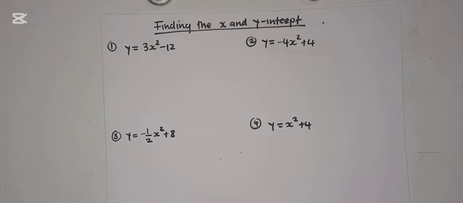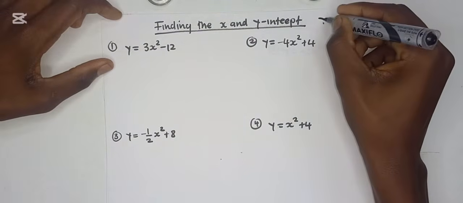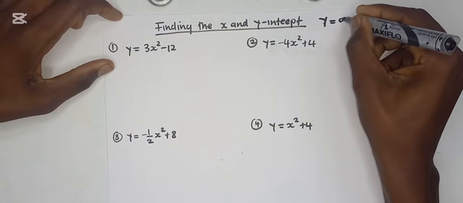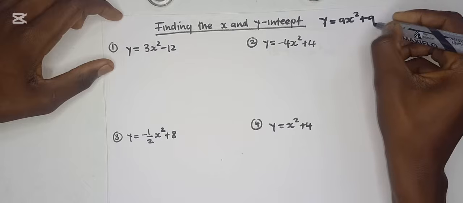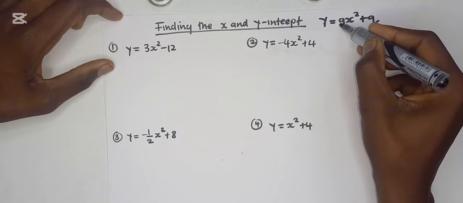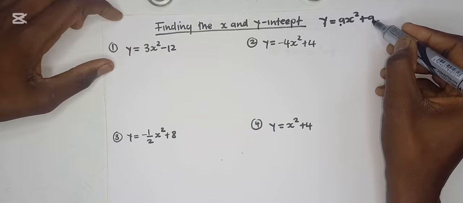Welcome back, guys. In our previous videos, we were trying to understand the behavior of a quadratic function, but we haven't talked about how to find the x- and the y-intercept. Remember, in our introduction video to the quadratic, we said that the equation of a quadratic is y = ax² + q, where a determines the shape and q is the turning point, which is also the y-intercept.